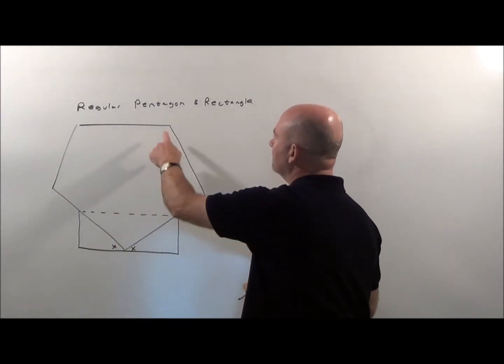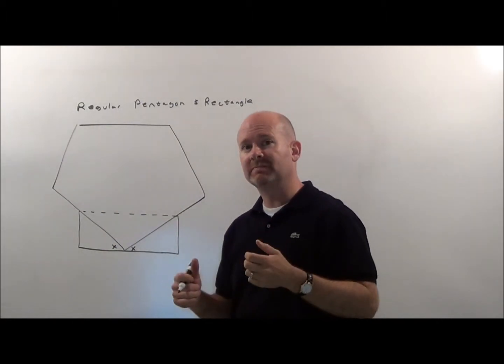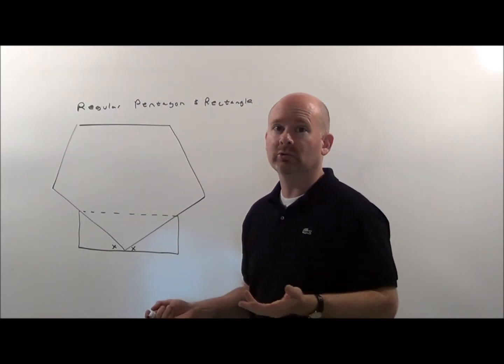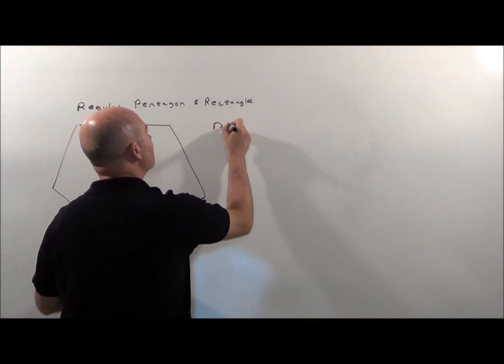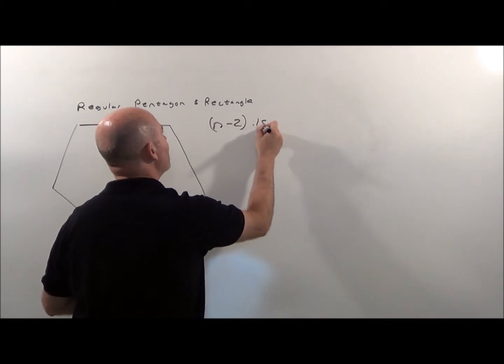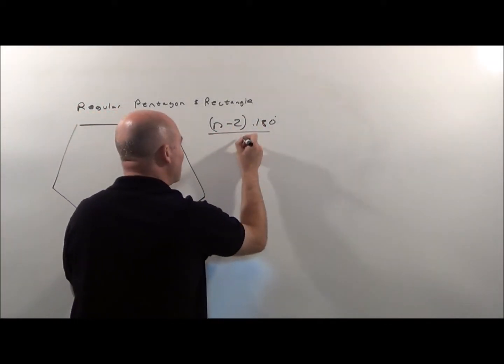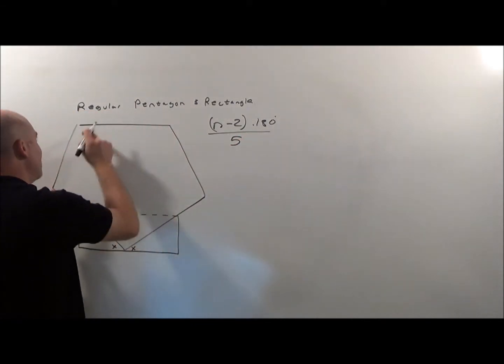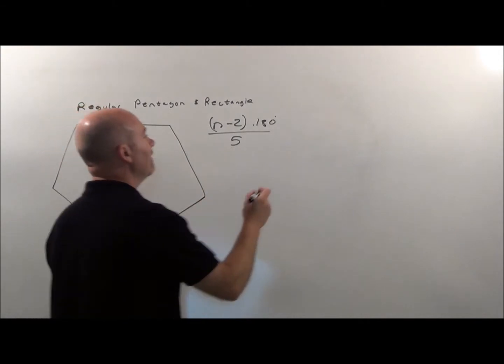Well, to find the angle inside, since it's a regular pentagon, they all must be the same, there's two ways to do it. You can figure out what all of them add up to, which is the number of sides minus 2 times 180. That tells us the sum of all of them, and then we could just divide that answer by 5 because each of the 5 angles has to be the same. You can do that. Personally, I like the formula here.